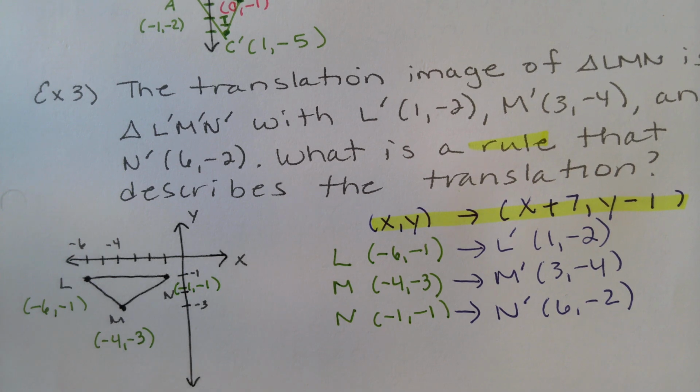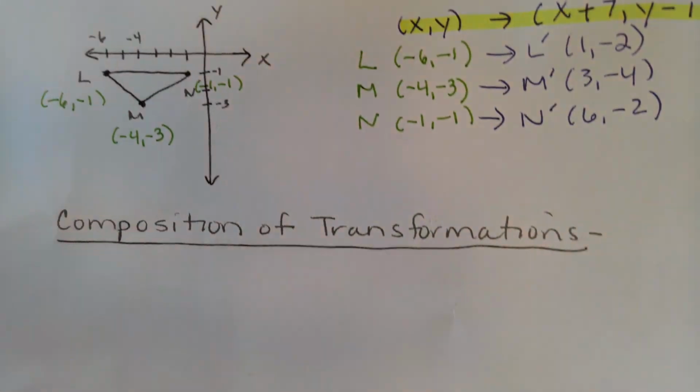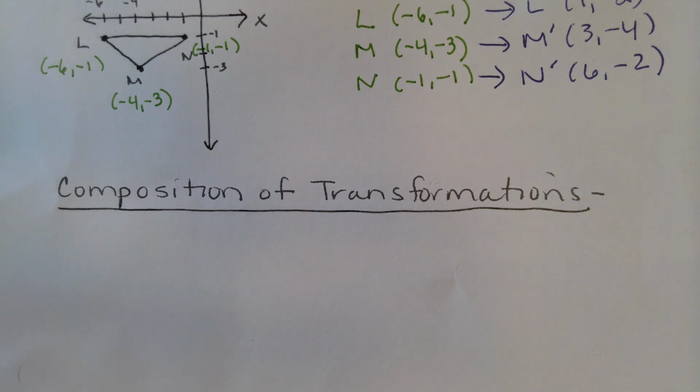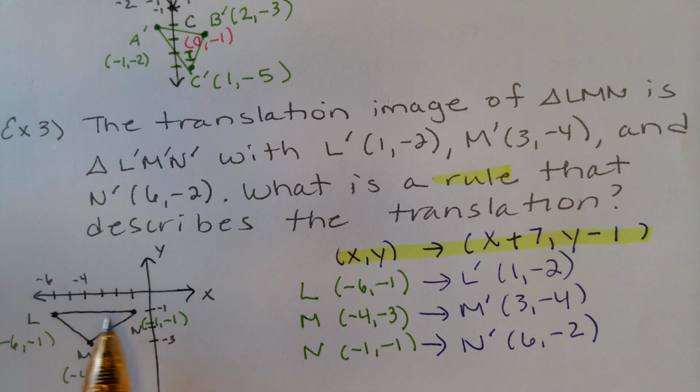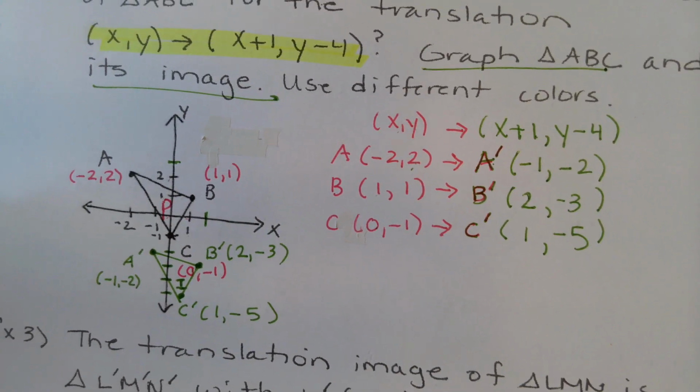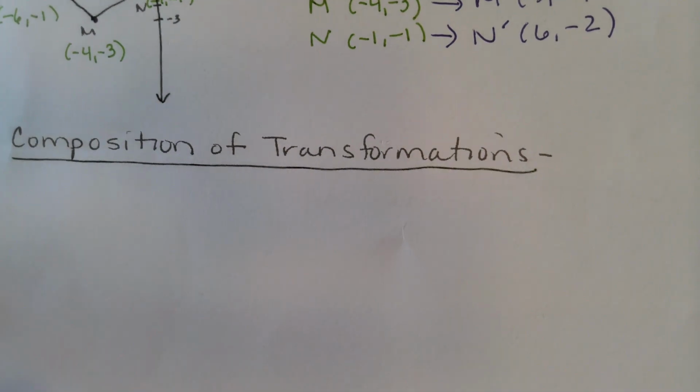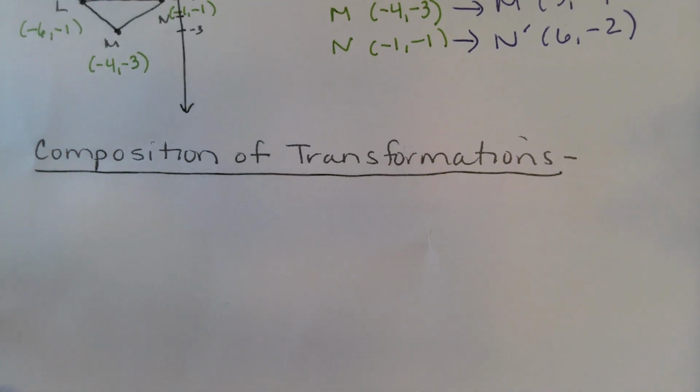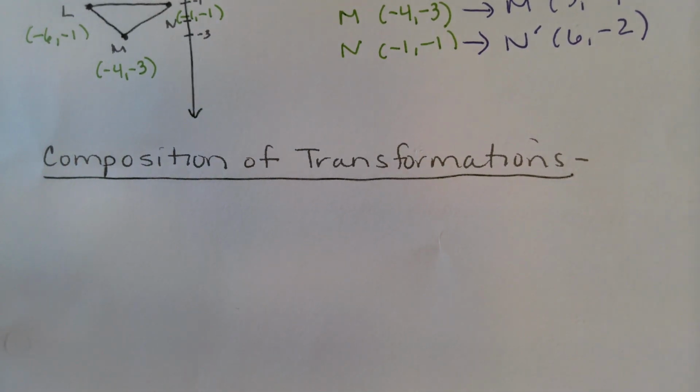Okay, so we're just about ready to wrap up here. It's a composition, we just have to talk about what a composition of transformations means. And all that means is that there's a combination of 2 or more transformations. So this is one, right? It's a translation and translation. So a composition would be more than one. And it could be a combination of different ones, like a reflection and a translation, which was called a glide reflection.